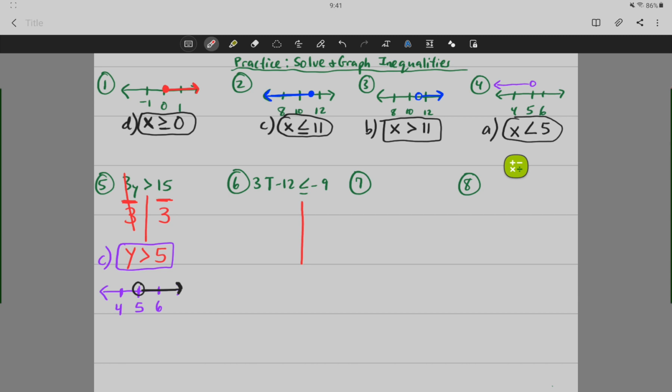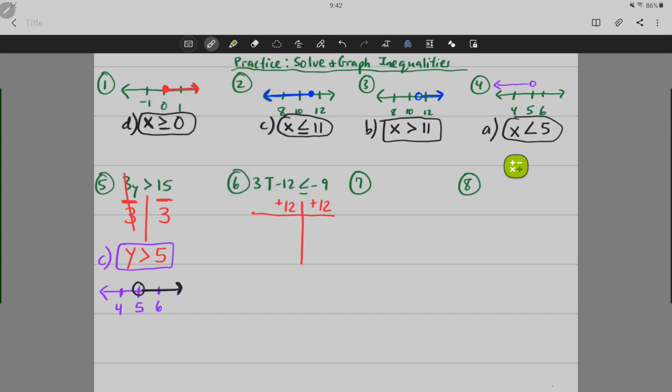I just made the t a capital so it doesn't look like an addition sign. So what we want to do is isolate, or get t by itself. To do that, we have to get rid of the constant next to it, the negative 12. The inverse, the opposite of negative, is positive, so I need to add 12 to both sides. That's my first step.